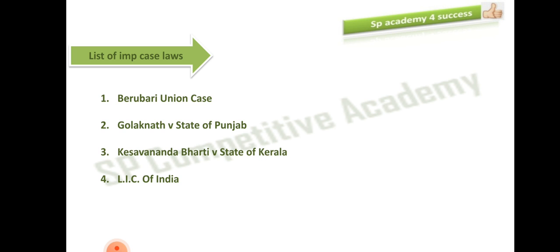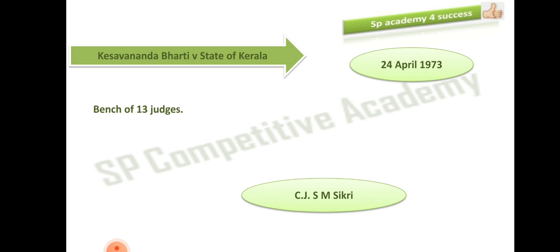This case has created history. It took place in 1973, on 24th April. For the first time, a bench of 13 judges assembled. The 13 judges passed 11 separate opinions, and finally they came to a single opinion. The chief justice for this was Sikri ji.